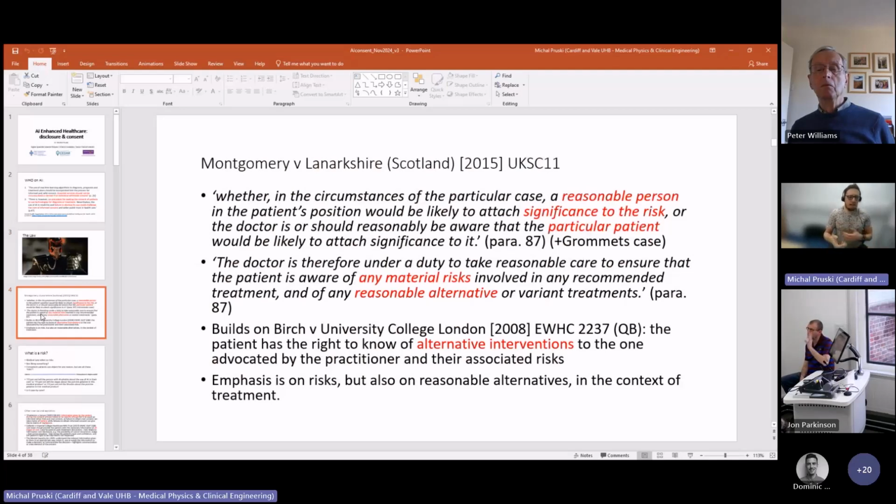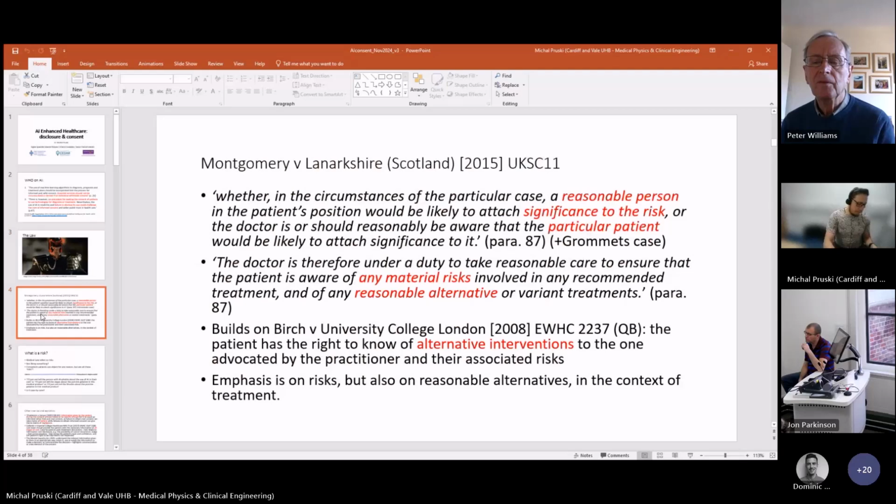And Montgomery also stated that there's a duty to disclose any material risks involved in the treatment and any reasonable alternatives or variants to those treatments. And it builds a bit on the Birch case, which established that the patient has a right to know what alternative interventions there are. I guess the two main things that we learned from these cases is that the emphasis is on risks, but also on reasonable alternatives in the context of treatment.